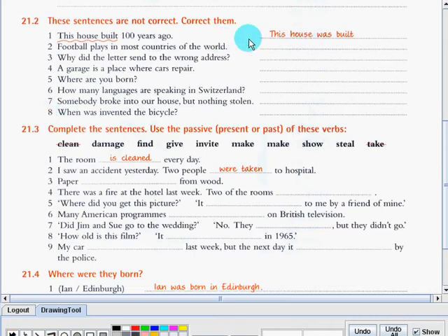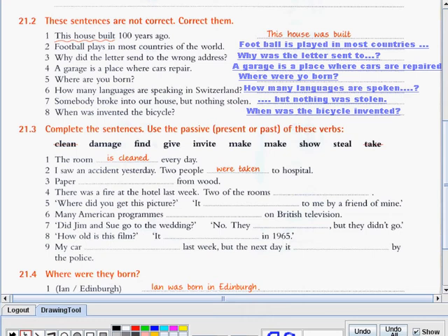I'll give you the first example. Let's discuss this. In our question we have here, "This house built 100 years ago." Which one is the wrong part? This is the wrong part. "This house built." And it should be "this house was built." And, of course, the continuation, "100 years ago." This house was built 100 years ago. Alright? Now, I think you can do numbers 2 to 8 and just do your best, alright?